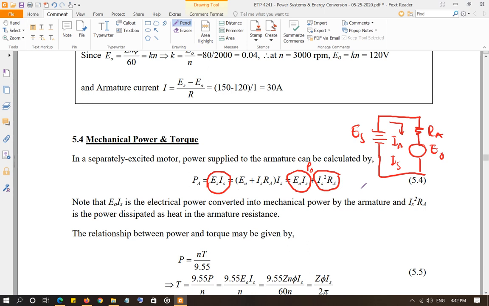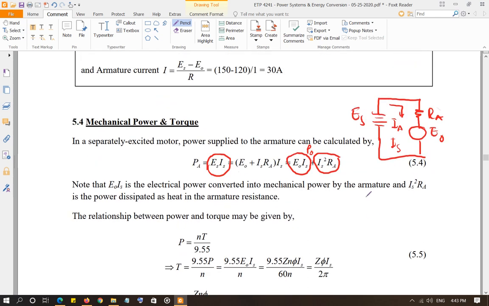So if I ask you anytime what is the power loss in the armature, that power loss is in this resistance, the armature resistance. And what is the output power or mechanical power? That is the product of the CEMF, the induced voltage, times the current passing through it, which is the armature current. In this case, armature current and source current are the same. So that's the output power.